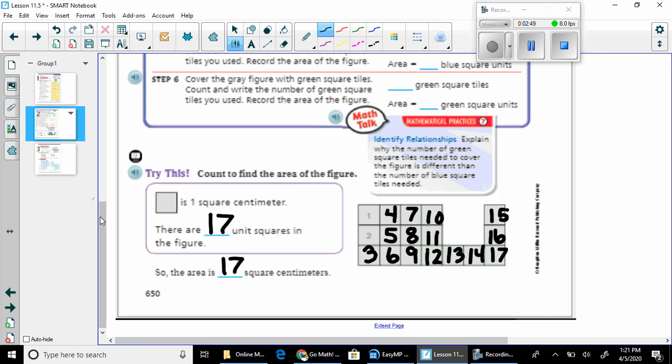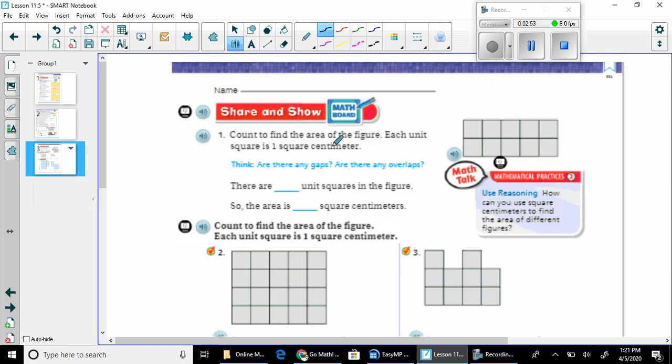All right, so same thing on to the next page here, okay? It says, part 1, count to find the area of the figure. Each unit square is 1 square centimeter. So each one of these squares here is 1 square centimeter. So to figure out how many I have all together, I simply just count them, okay?